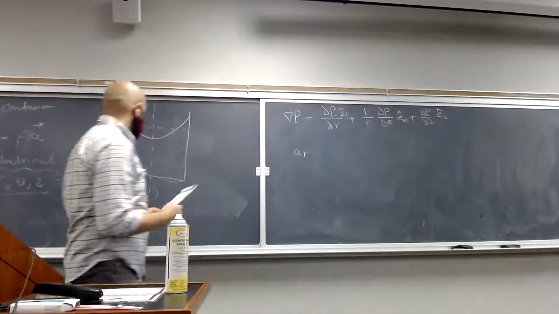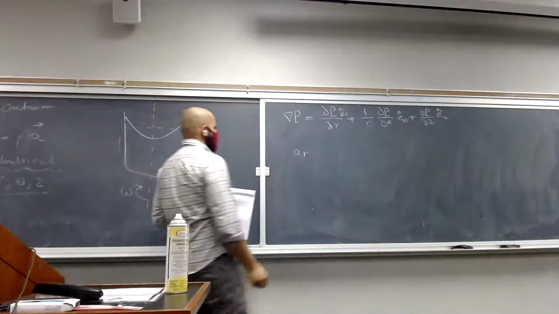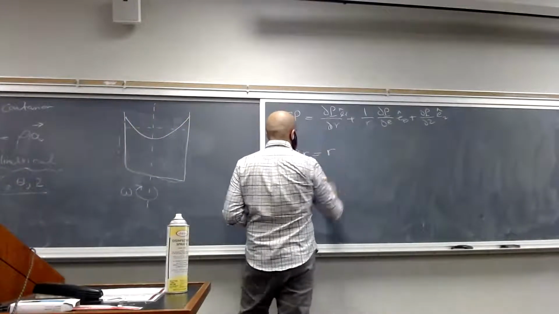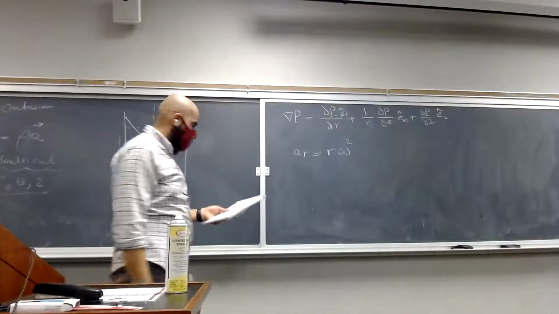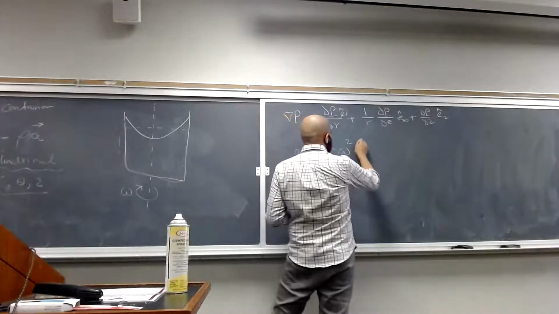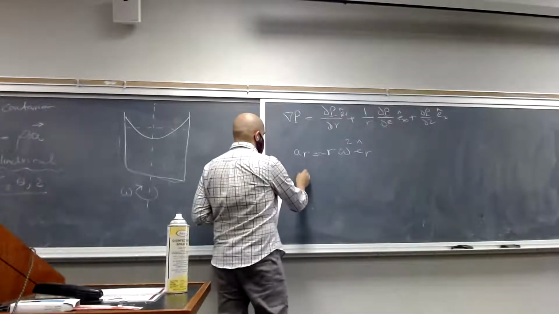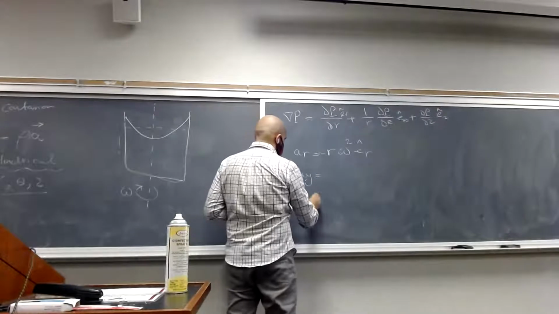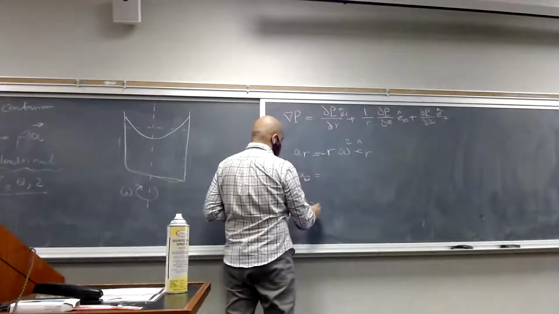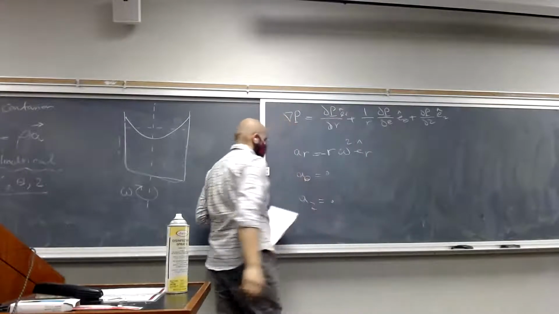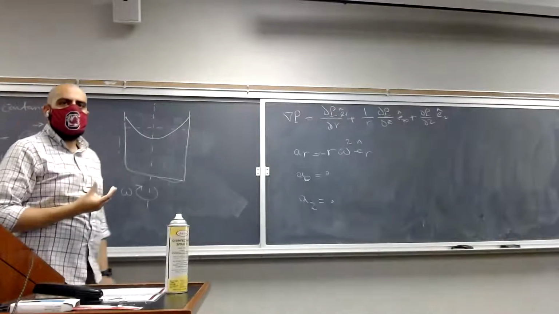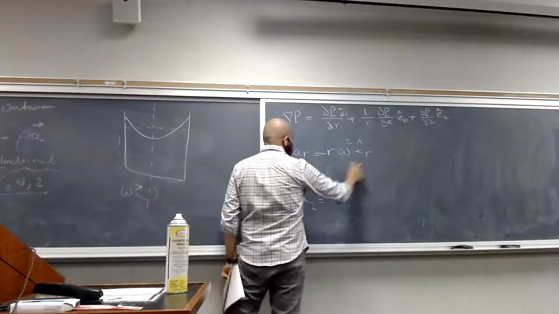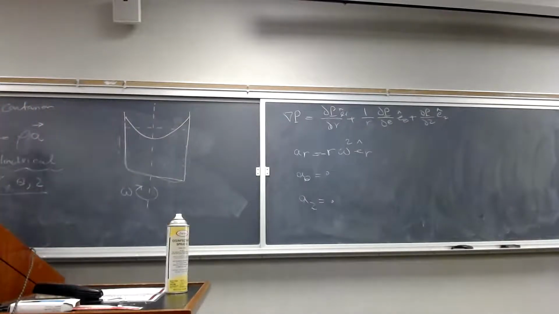Okay, but what are the accelerations? Because of this rotating motion, we are going to have a radial acceleration, if you will, which is going to be r omega squared, negative, and is in the r direction. a theta is going to be 0. a z is also going to be 0. So the only acceleration present here is going to be the radial acceleration that is there because of the presence of this angular velocity.